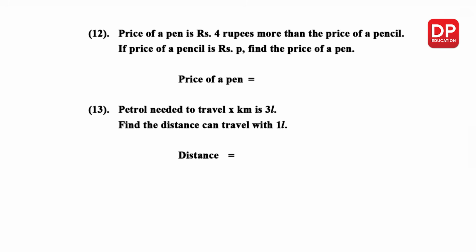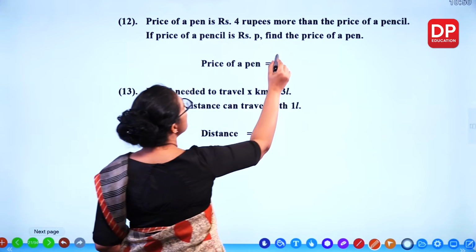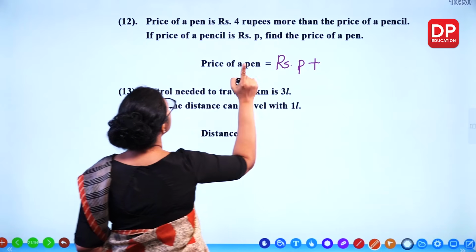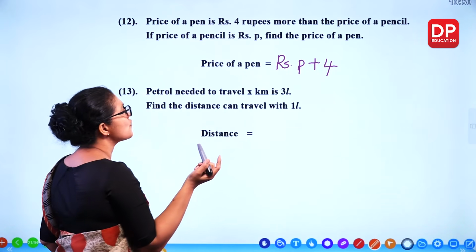Price of a pen is 4 rupees more than the price of a pencil. If the price of a pencil is p rupees, find the price of a pen. So the price of a pencil is p rupees. The pen is 4 rupees more than that. So p plus 4.